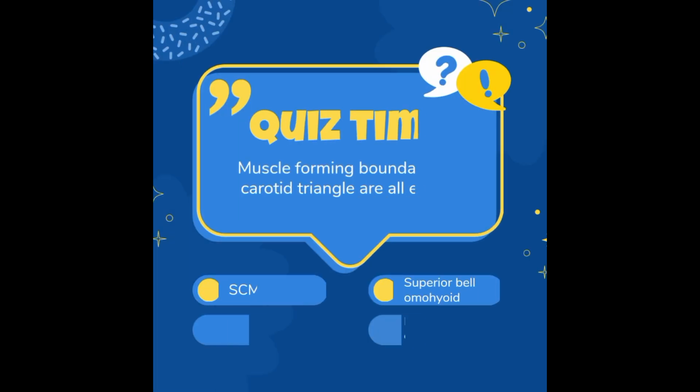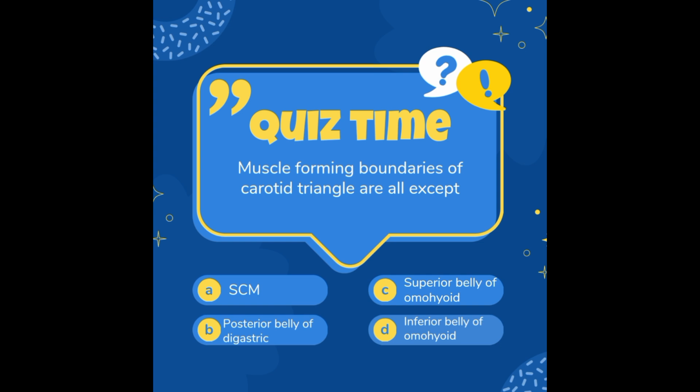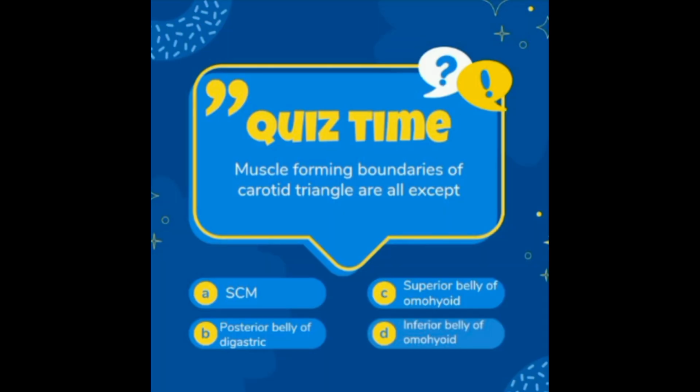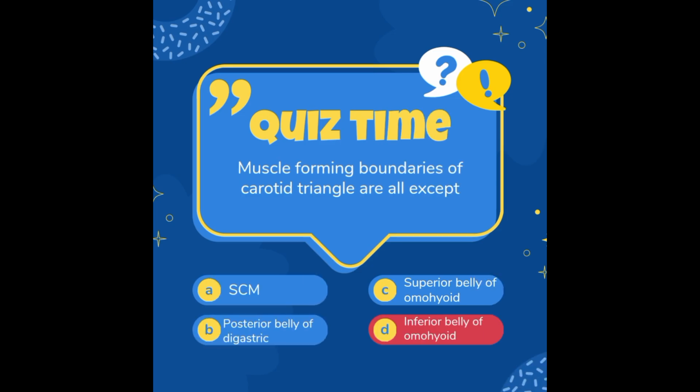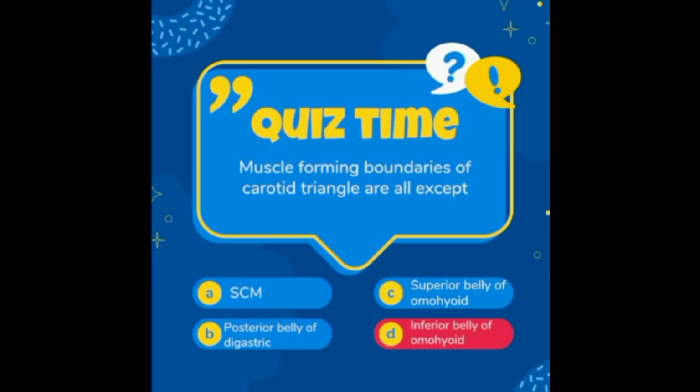Next question. Muscles forming boundaries of the carotid triangle are all except sternocleidomastoid, superior belly of omohyoid, posterior belly of digastric, and inferior belly of omohyoid. So the answer is inferior belly of omohyoid. It is part of the posterior triangle, not the anterior triangle, and the carotid triangle is an anterior triangle.